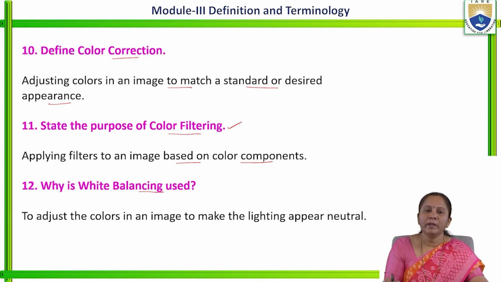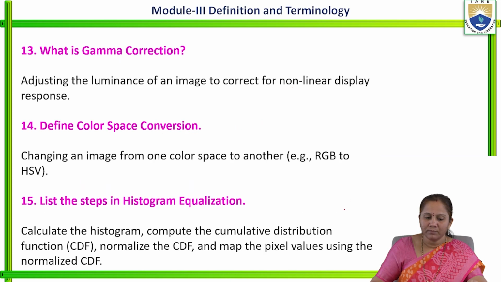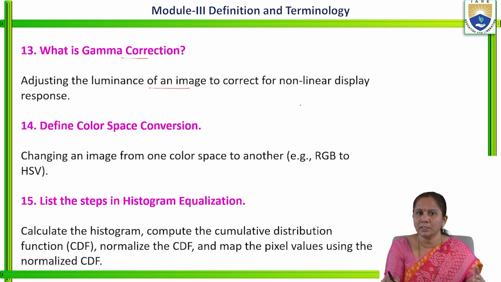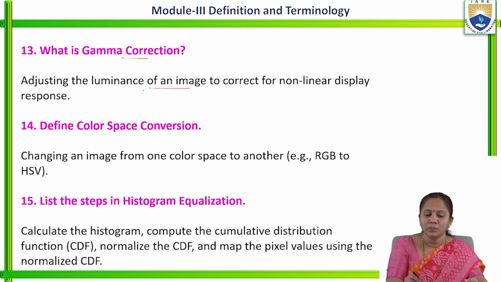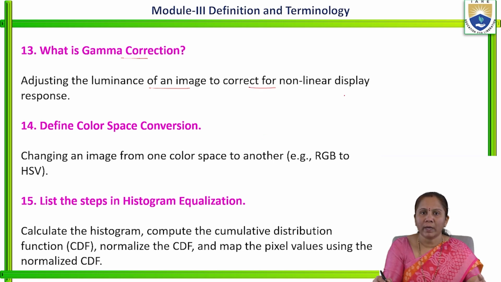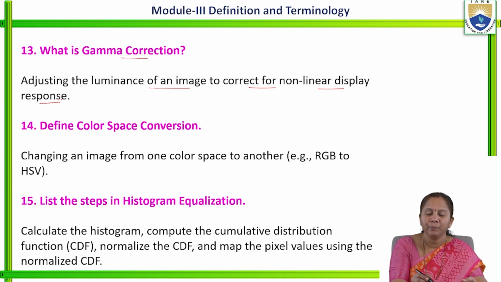Why is white balancing used? In order to adjust the colors in the image to make the lighting appear neutral, we add white balancing. And next one is, what is gamma correction? So adjusting the luminance of an image. Here we have luminance and chrominance, so gamma correction means luminance will be adjusted. So adjusting the luminance of the image to correct for non-linear display response.